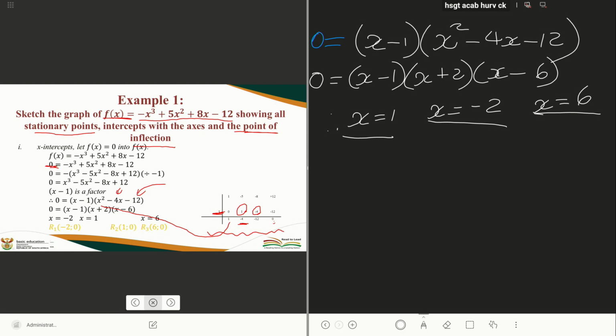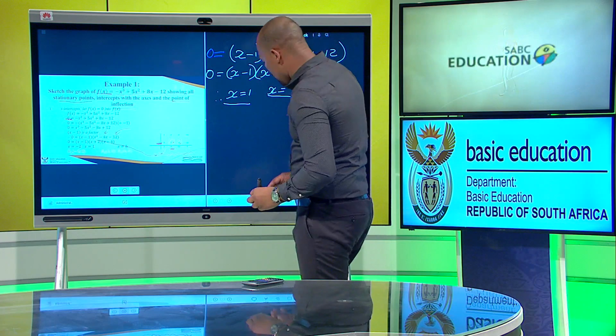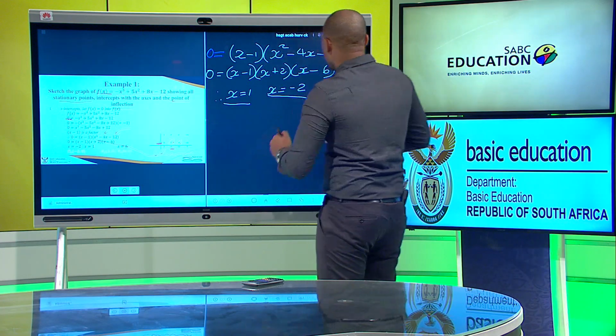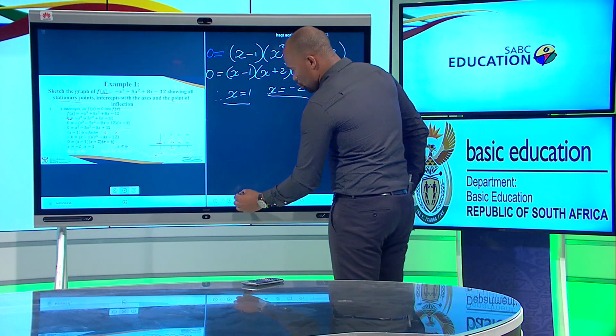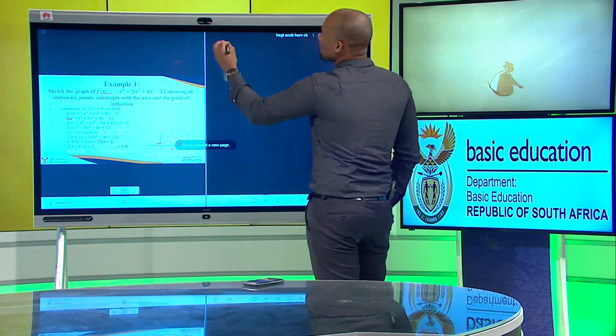First one is negative 2 and 0. The other one is 1 and 0. And the other one is 6 and 0. So now we do have our x-intercept. I believe that you did understand this part. I can try to use inspection.